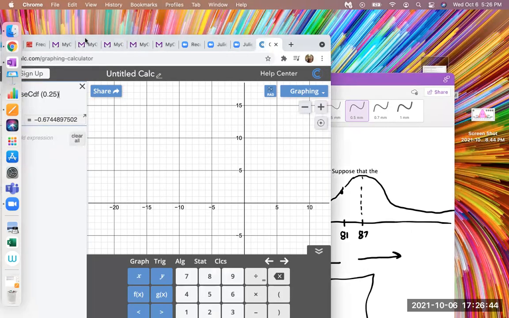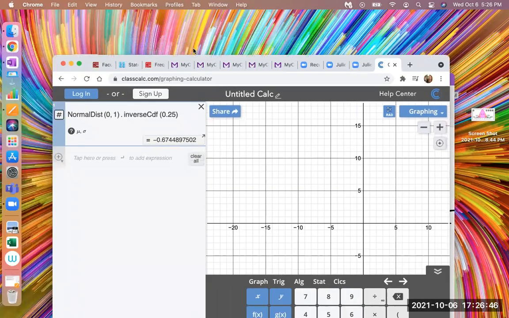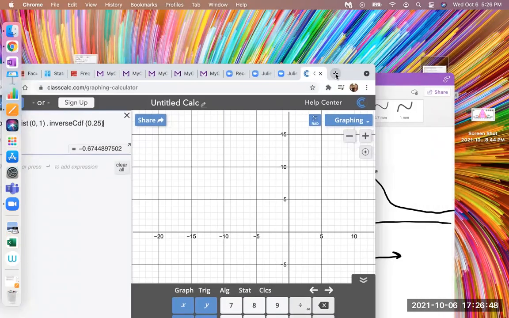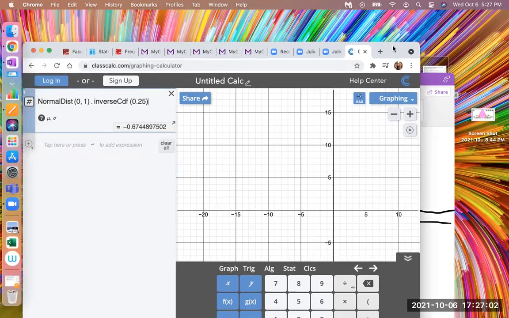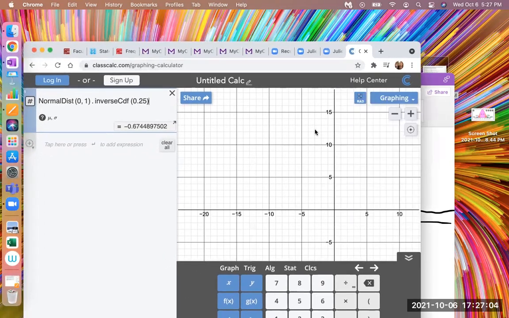So what you could always do is just open a new tab on your browser, I just click a plus sign up here, and I put in this website, classcalc.com/graphing/calculator, and I just press enter, and the calculator comes up. So anyways, that's a great way to do it.